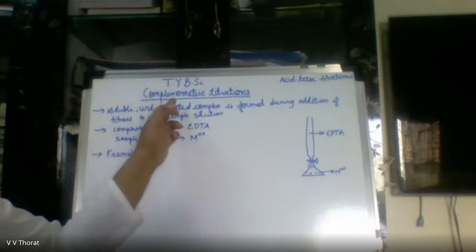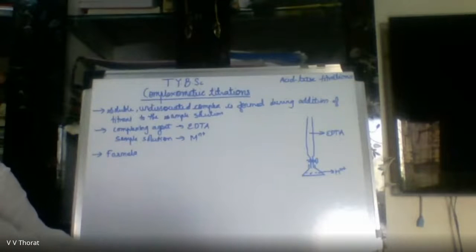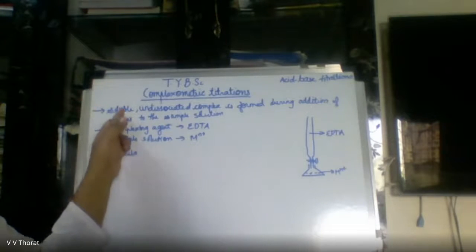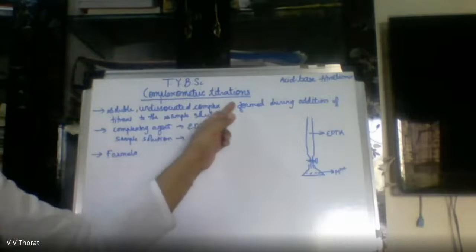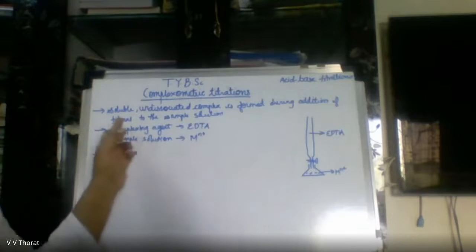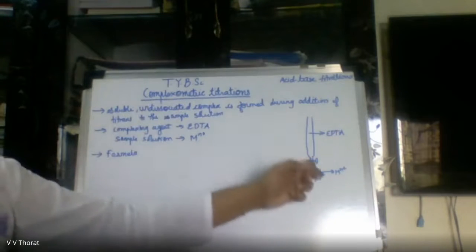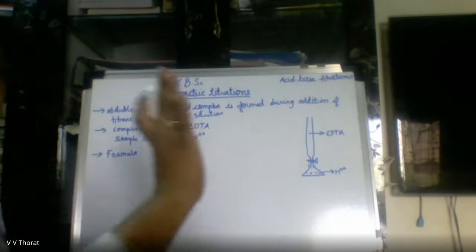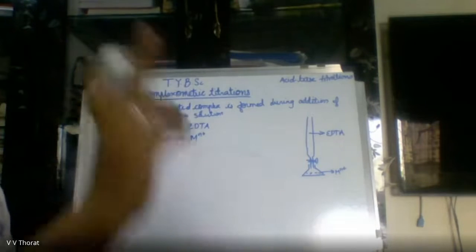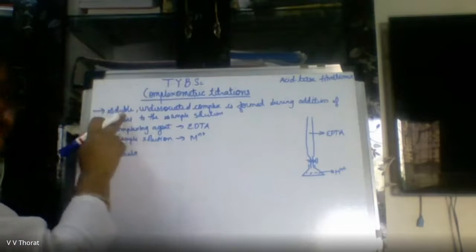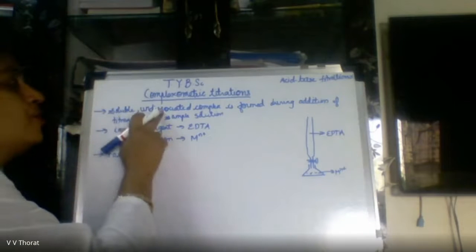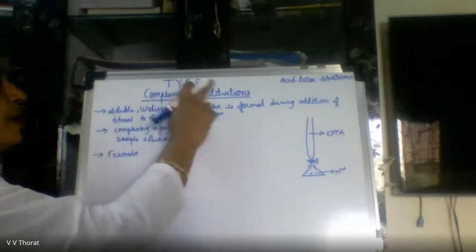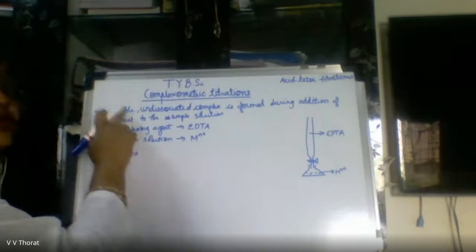So now listen. Now I can view the full board at a glance. Complexometric titrations are titrations in which a soluble undissociated complex is formed during the addition of titrant to your sample solution. Means when you titrate, a complex should be formed. The complex should be in soluble form, and the complex should not dissociate.